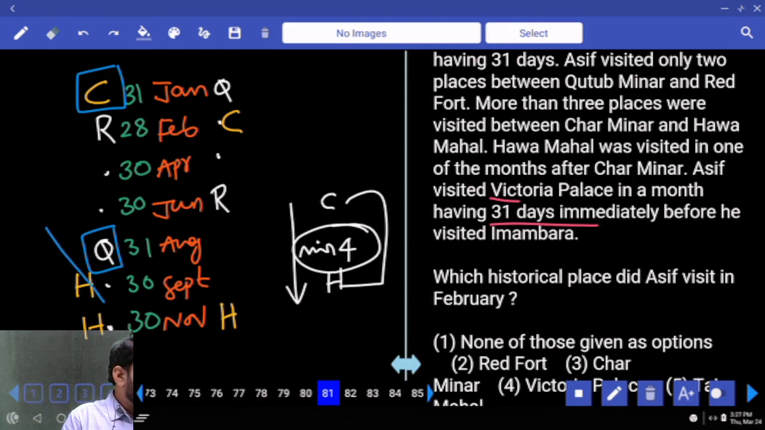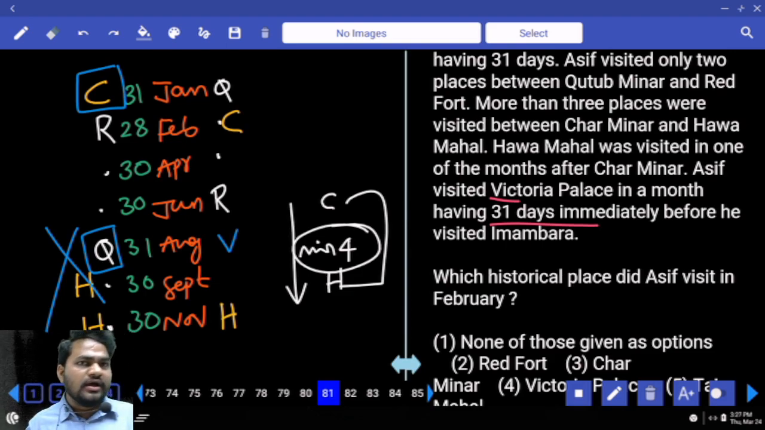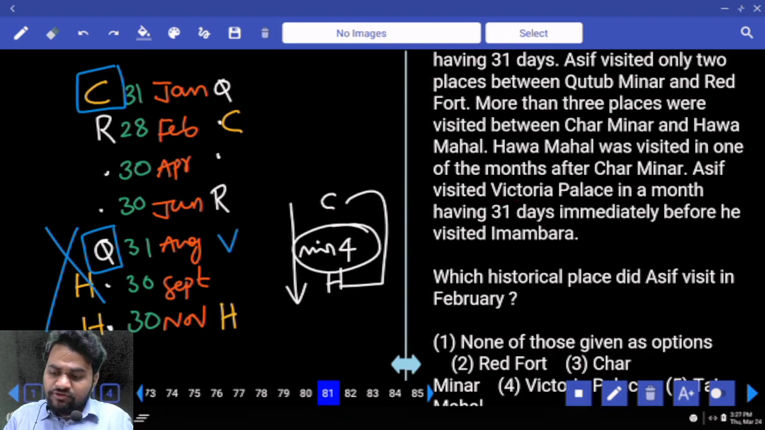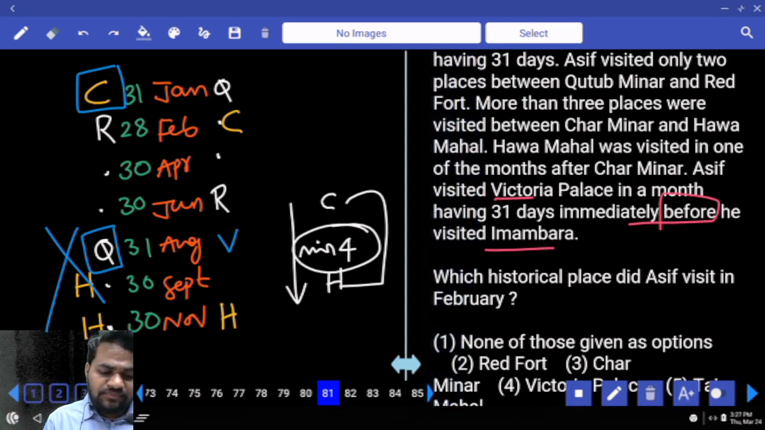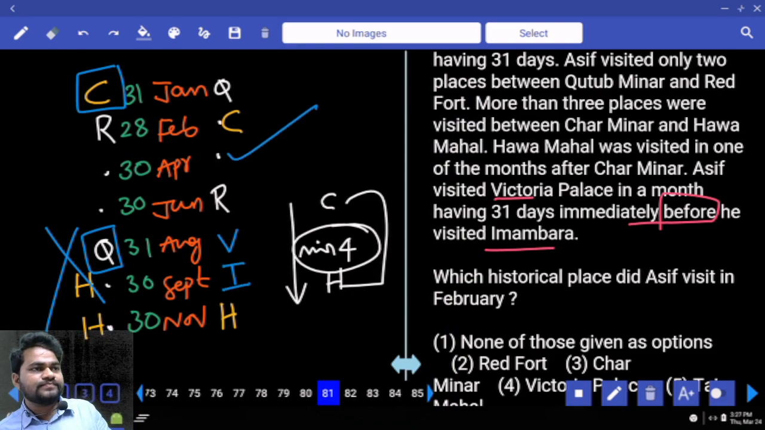So eliminated. On the right side possibility, August. Yes, V in a month having 31 days immediately before I. V is immediately before I. Remaining one will be confirmed.